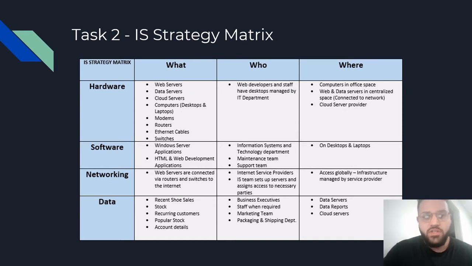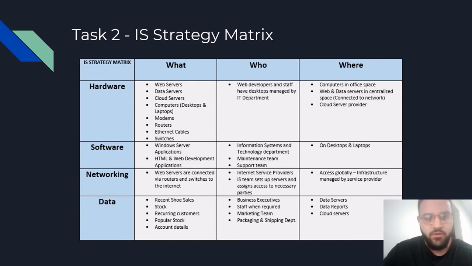There are 4 different aspects to an information system strategy. Those 4 aspects are hardware, software, networking, and data. And for our online shoe store, I will go through the information strategy matrix for all 4 of those aspects.